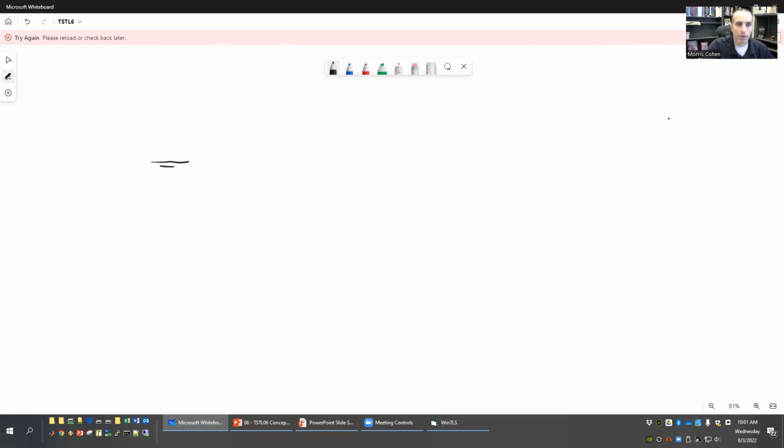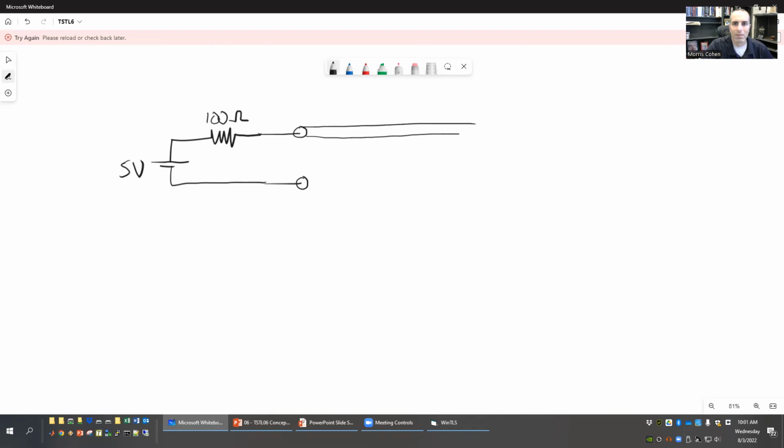We have a 5-volt source connected to a 100-ohm resistor. We have a transmission line with 50-ohm impedance. And at the load, we have it connected to a 100-ohm resistor.